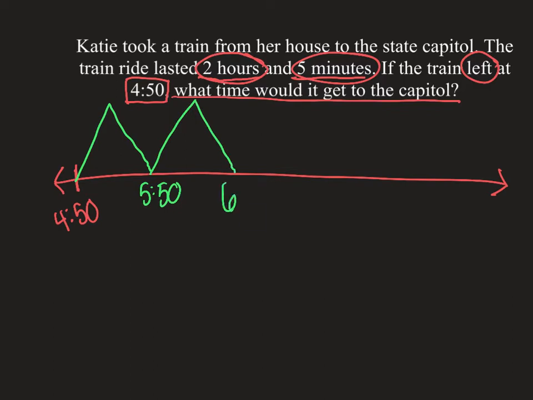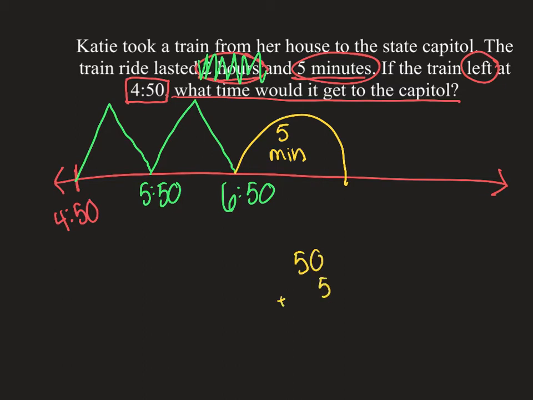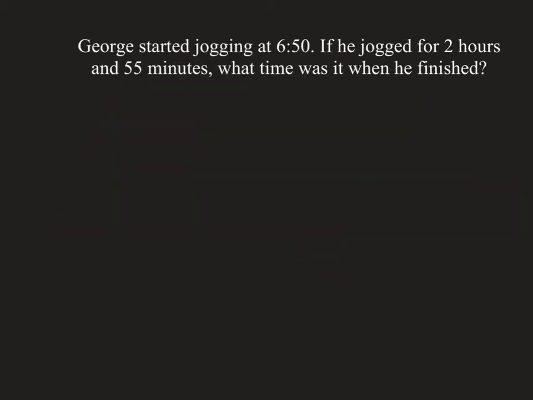And now I'm at 6:50, right? So I got rid of my 2 hours. And then I have to add 5 minutes. So I'm going to draw my little hill. And I'm going to label it 5 minutes. And so I add 50 plus 5, which gives me 55. So my answer is 6:55. That is her end time.